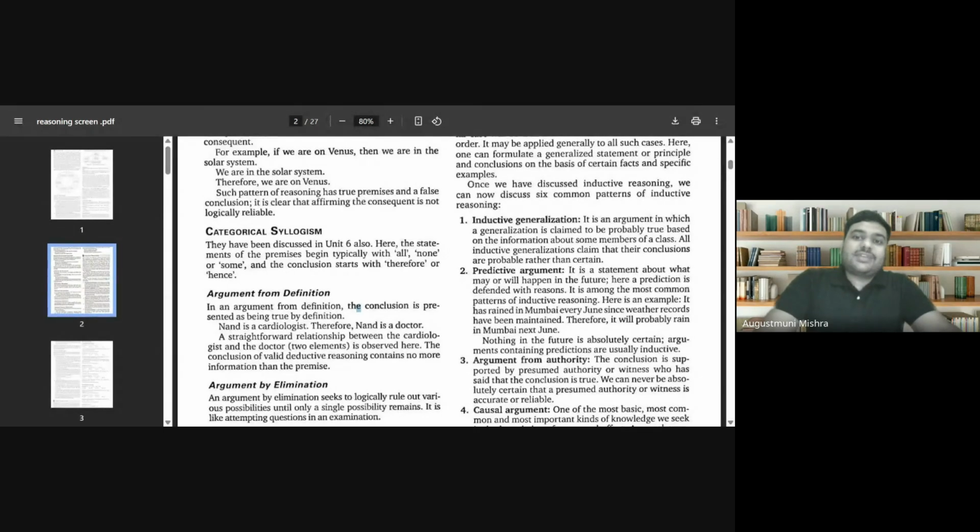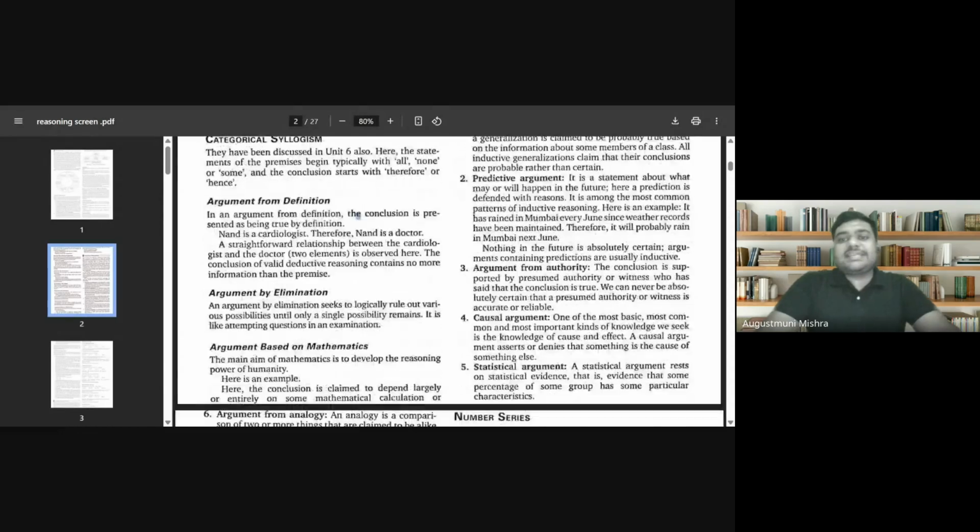Okay, another one is the predictive argument. Here you are making a prediction about a particular reason. Then there is an argument from authority, that is, a conclusion supported by a presumed authority. In the first case, inductive generalization, there was a starting statement. In the second part, the predictive argument. Then in the third part, they're talking about the conclusion which came from the authority.